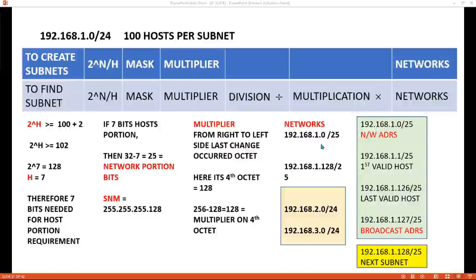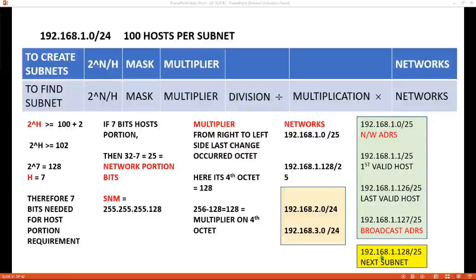So we'll take the first network for the 100 hosts. You can find it's having around 128 IPs, right? Multiply, your 128 means you are going to have 128 IPs on this particular subnet. So I can write the first network address 192.168.1.0/25, and 192.168.1.1/25 is the first valid host.